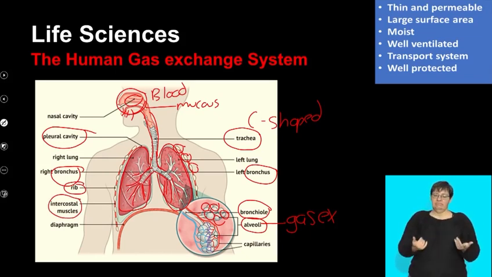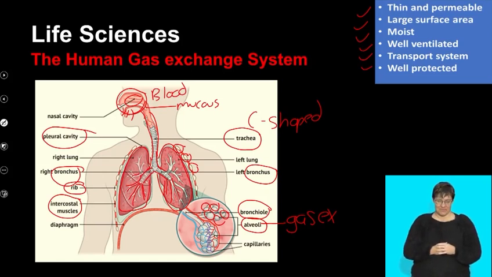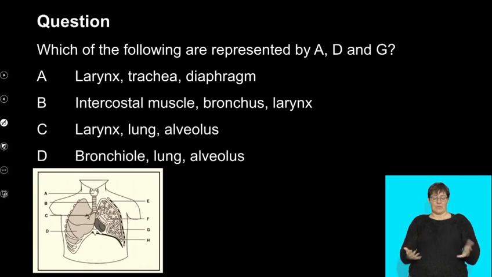So each time you will see, we tick the boxes of each and every one of those sections of how a gaseous exchange system needs to be made. Guys, please remember, you must be able to label this section as well as be able to describe how it is efficient.